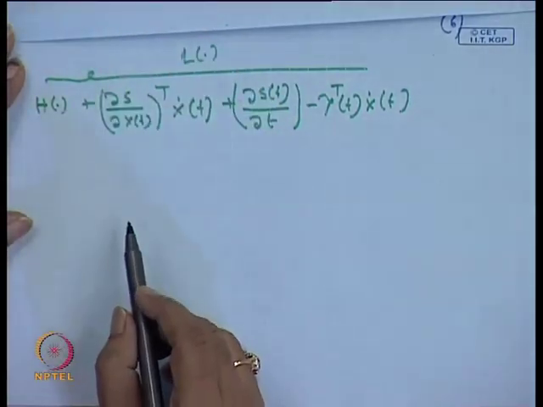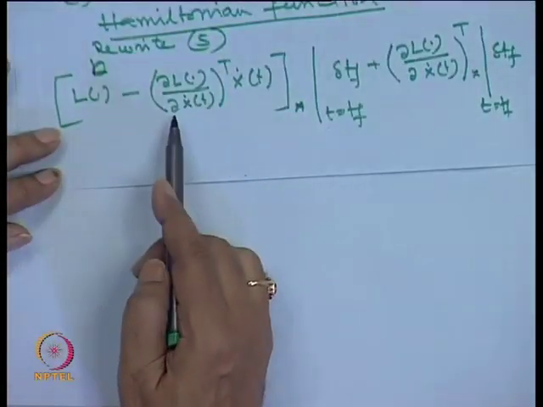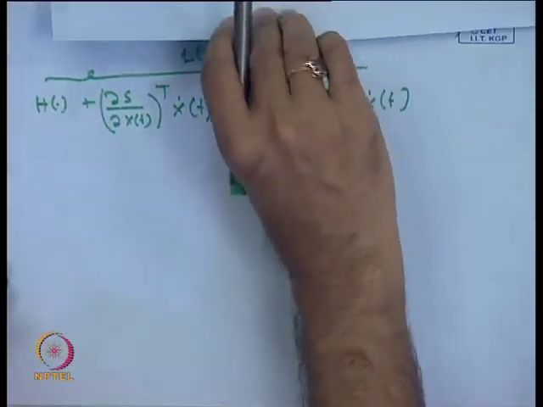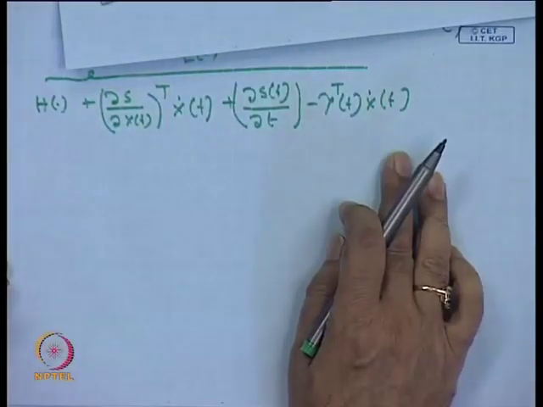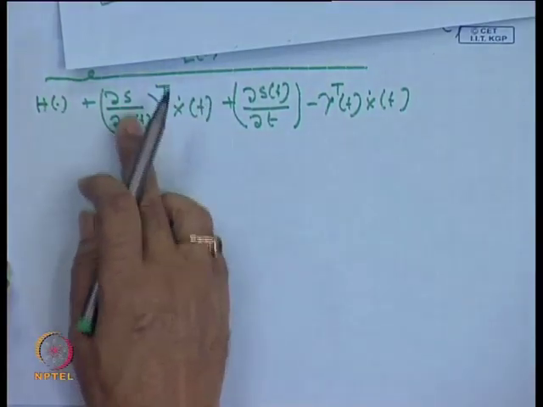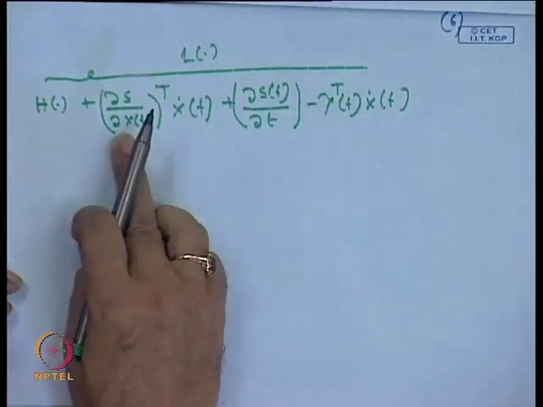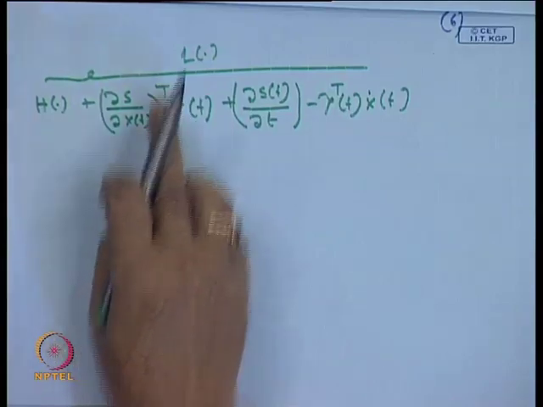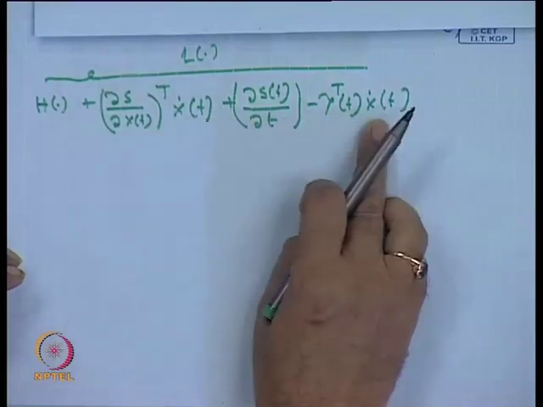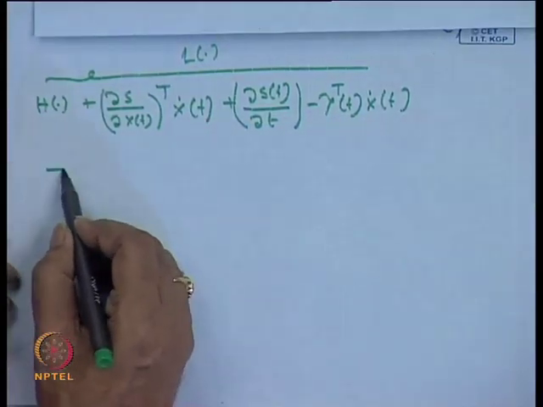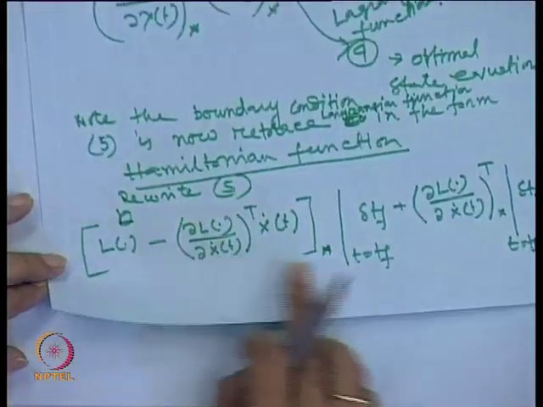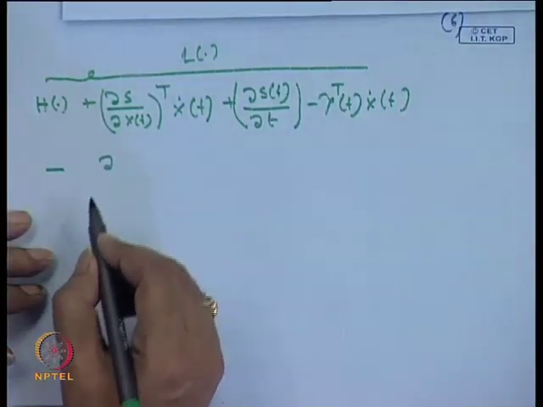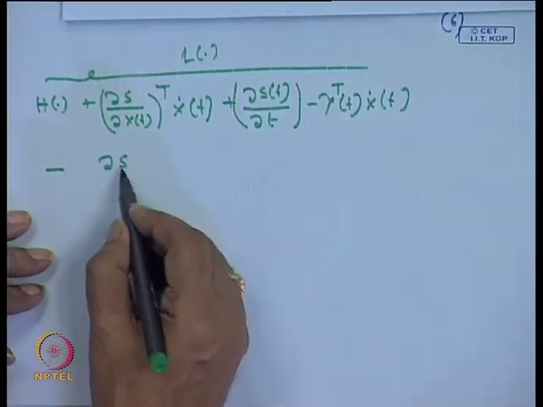Now this L, we are differentiating with respect to x. So when we are differentiating with respect to x dot, the whole thing we differentiate with x dot, then it will be del x. If you differentiate L with respect to x dot, here is x, this. So minus, I am differentiating this with respect to x dot, minus del S del x.